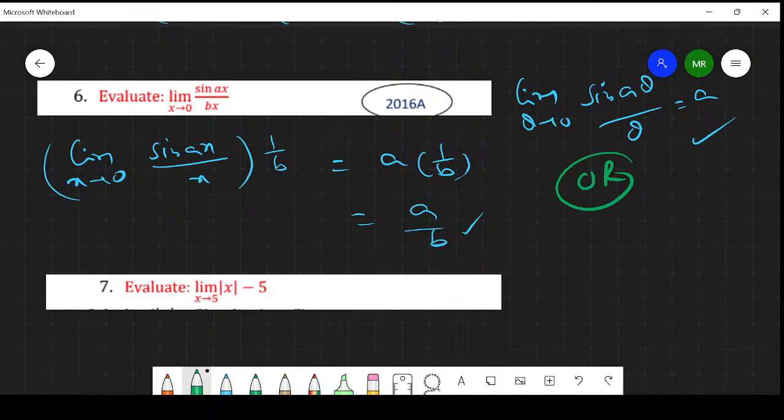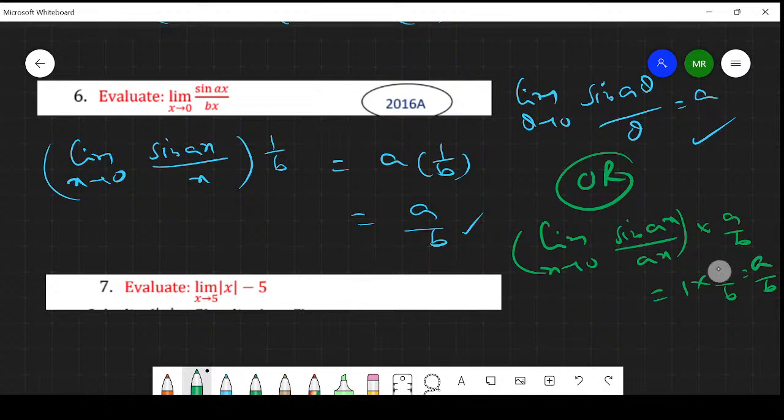For the same problem, they will write limit x tends to 0 of sin ax by, and they will multiply here ax into a by b. Then this formula is applied here: sin ax by ax into a. This is 1, so they will write 1 into a by b. So it is a by b. This is also correct. Both ways are correct.